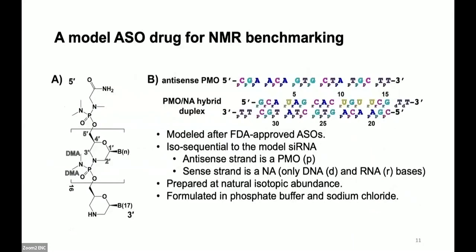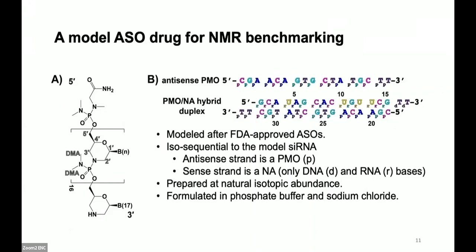Additionally, we have a model ASO, in which the entire nucleic acid sugar phosphate backbone has been replaced with a phosphorodiamidate morpholino oligomer chemistry, and that's shown on the left. For this class, we have both the single-stranded antisense drug as well as a hybrid duplex of that PMO complexed to its complementary nucleic acid strand.